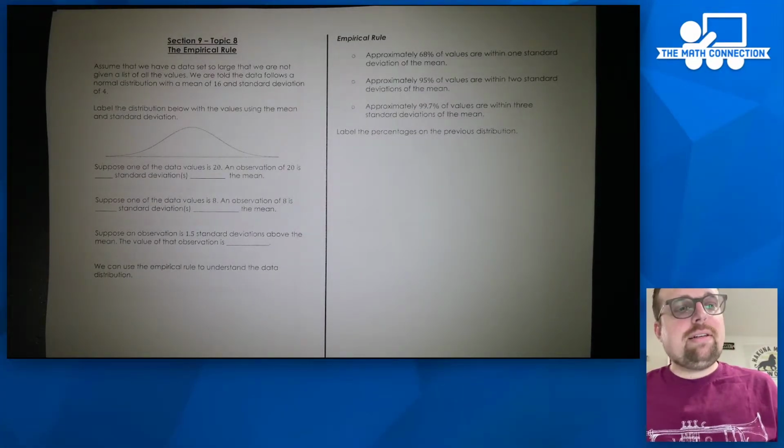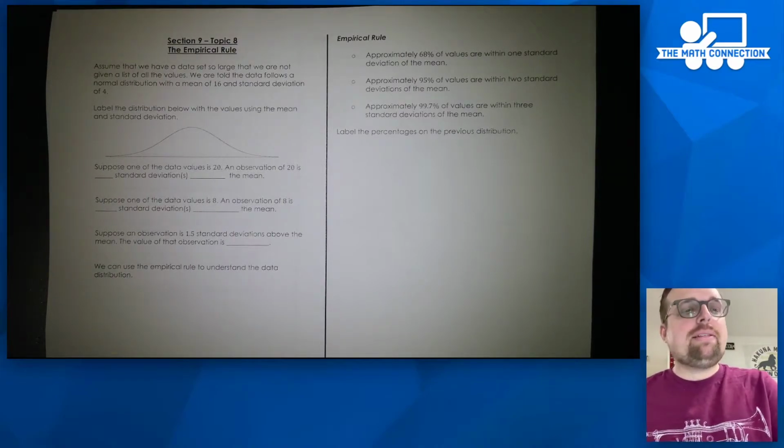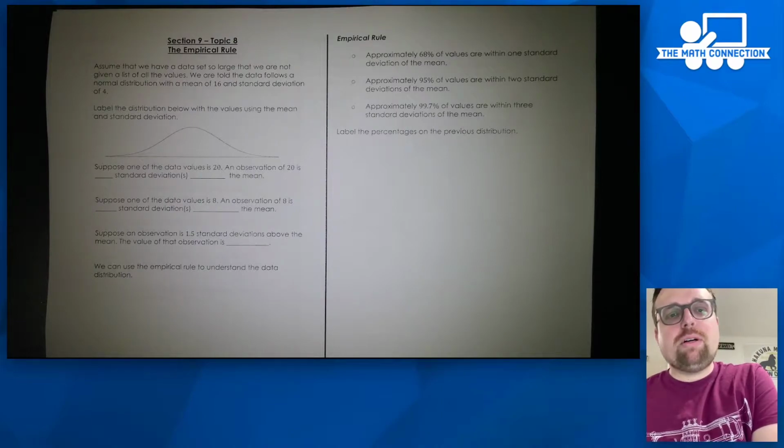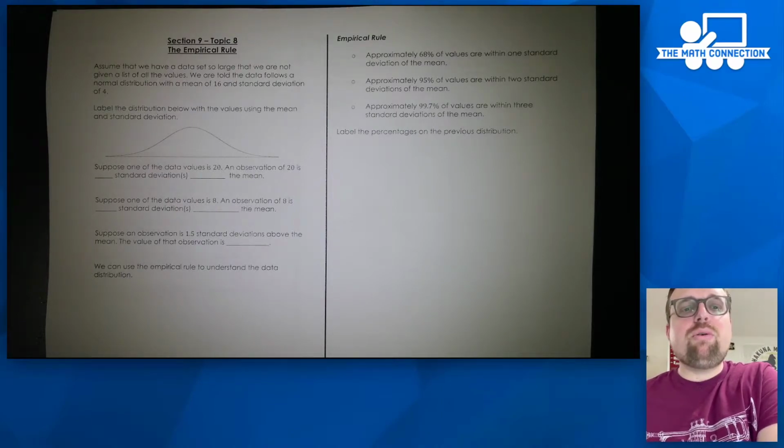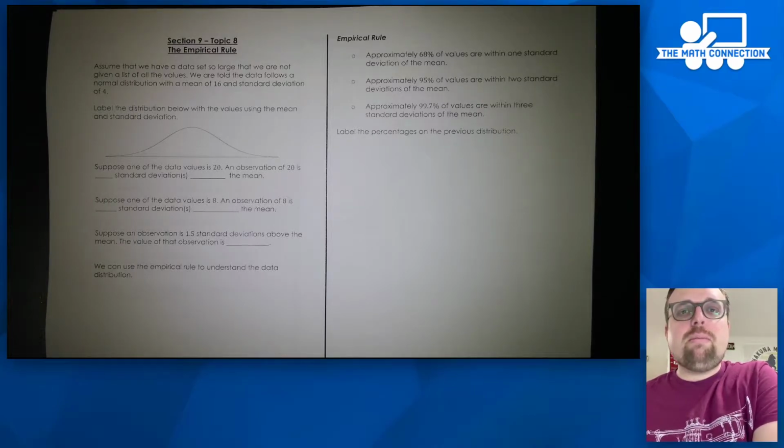So today's lesson is going to be about something called the empirical rule, and that's like a crazy big math term. We're going to go into exactly what the empirical rule means, and then we're going to use it to solve some problems about statistics.